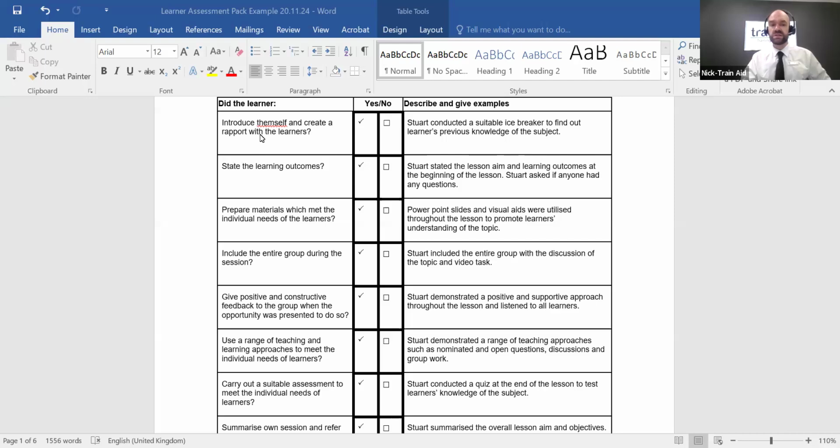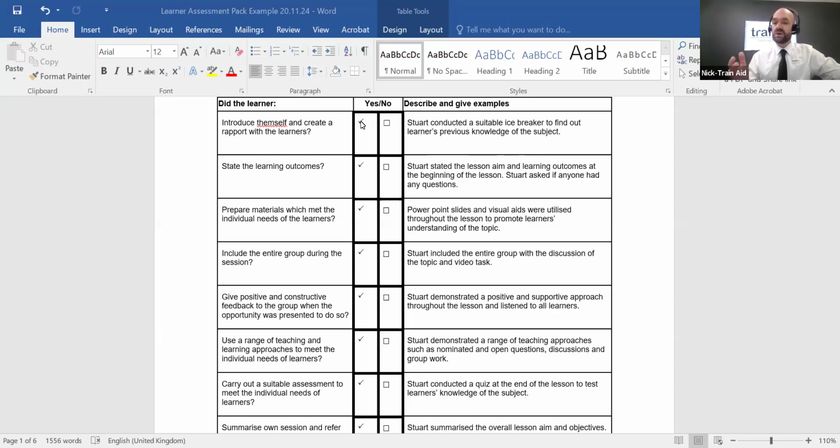So let's have a look at the first criteria. So did the learner introduce themselves and create a rapport with the learner? So that's at the beginning of the lesson. Did they introduce themselves? Did they create a good rapport with the learner? Did they perhaps do an icebreaker? Were they relaxed? Did they create a good rapport with the group? And here you need to write a yes or a no.